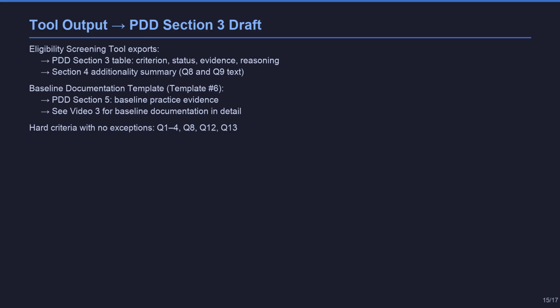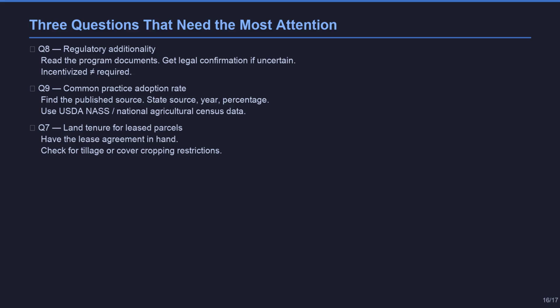For baseline practice documentation, PDD Section 5, use the baseline documentation template, which is Excel template number 6. That tool and the Section 5 requirements are the subject of Video 3. 3 questions to spend the most time on before you start the PDD.